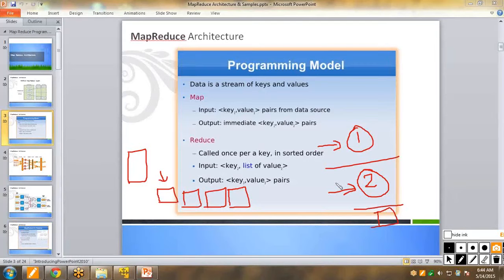Right. Let us look at an example, then you will get clarity on what we are talking about.